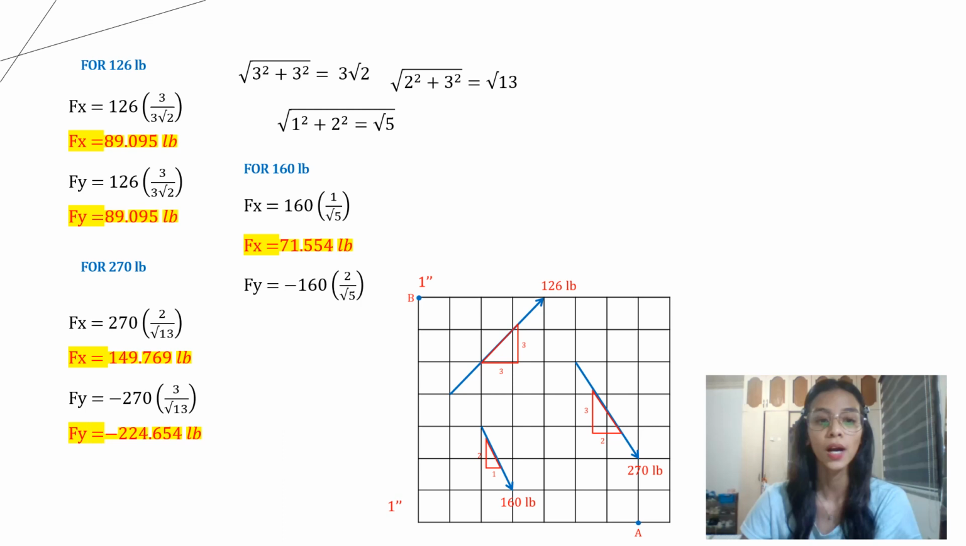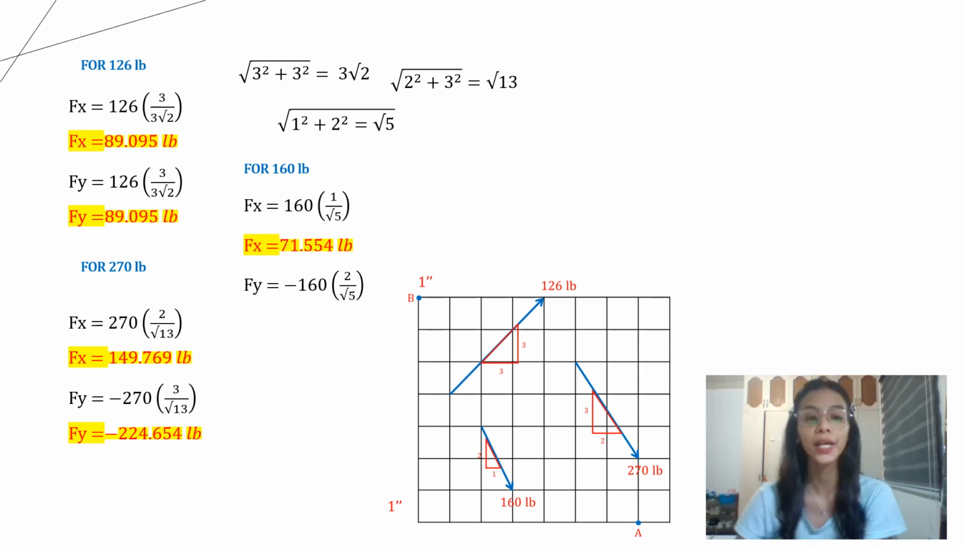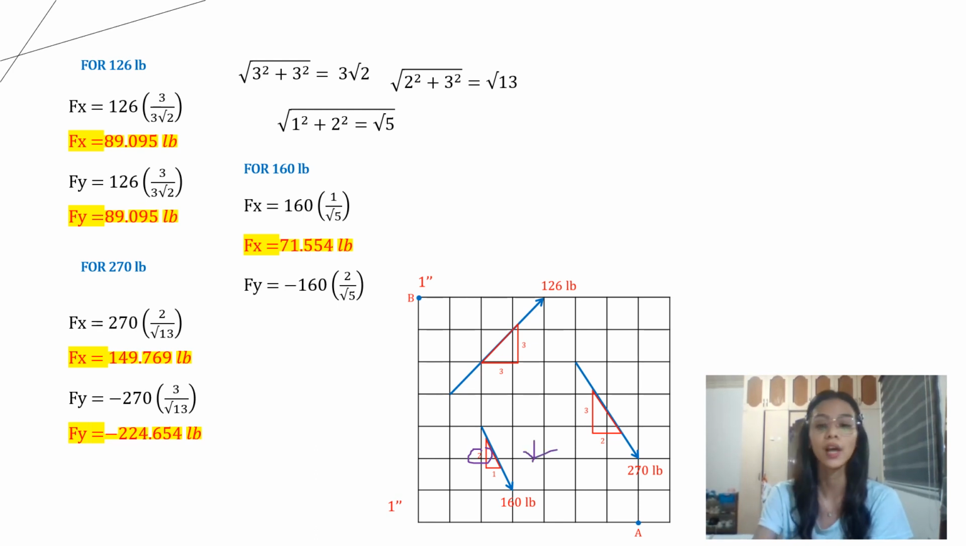For our Fy, we have negative 160 times 2 over the square root of 5. Our y is 2. It is negative since it is pointing downward. So our Fy is equal to negative 143.108 pounds.